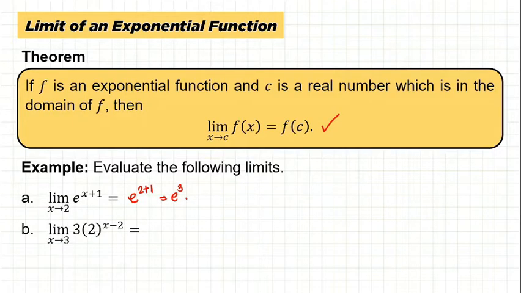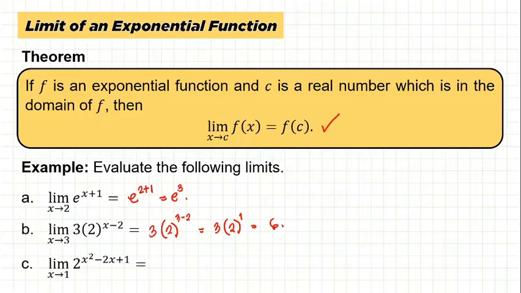Now, how about this one? Limit of 3 times 2 raised to x minus 2 as x approaches 3. Again, this is an exponential function, so we can just do direct substitution. So we have 3 times 2 raised to 3 minus 2. And this is 3 times 2 raised to 1, and this is equal to 6. So we have that answer.